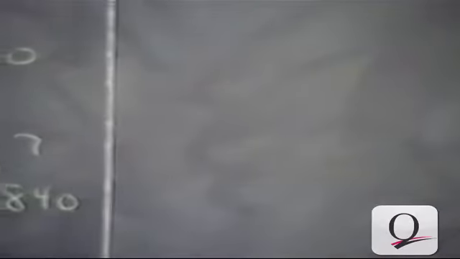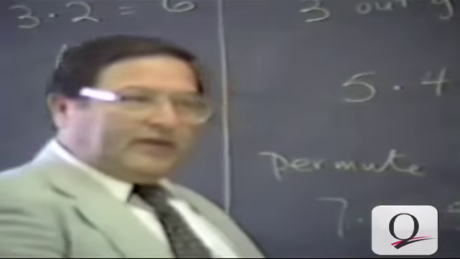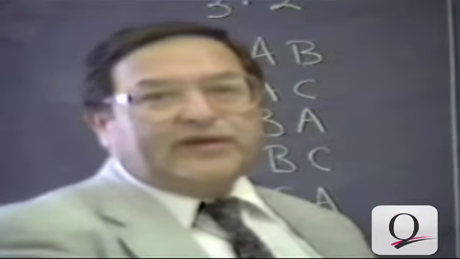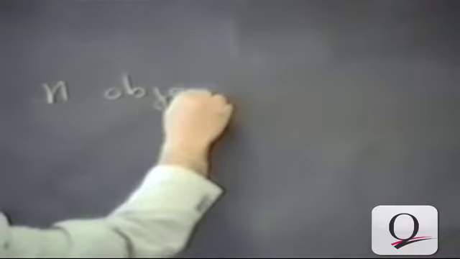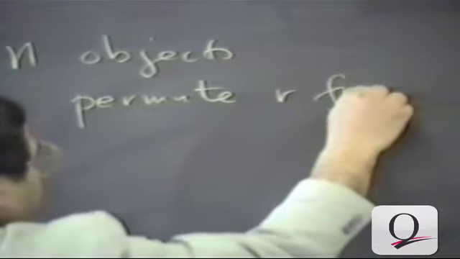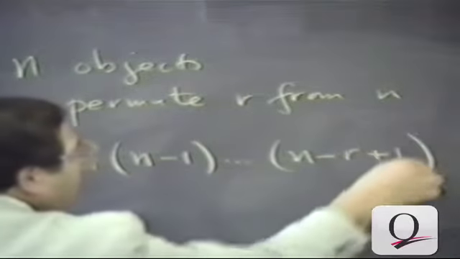Let's go to the general case. I have n items altogether, n items. I want to permute not all n. If I did want to permute all n, then I would know it would be n factorial. But I just want to permute r out of them. Permute r from n. I start with n. Next choice is n minus 1. And I keep going. My last choice will turn out to be n minus r plus 1.